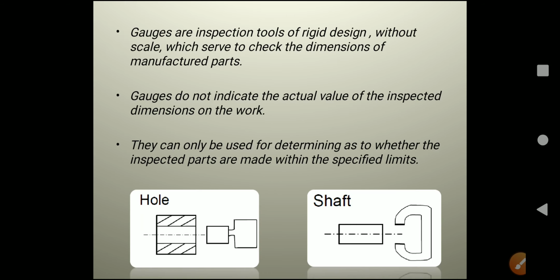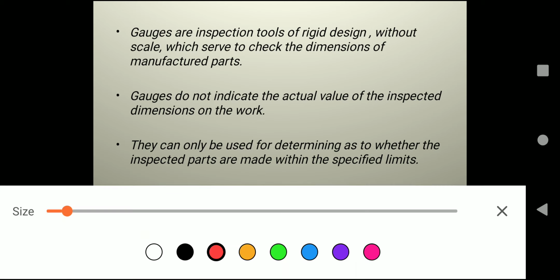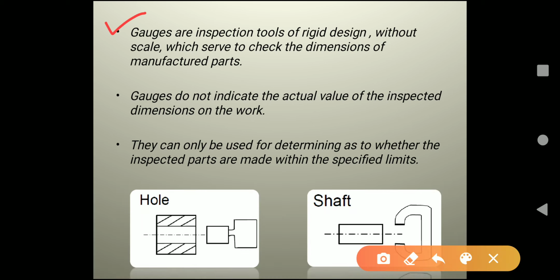Here, gauges are inspection tools of rigid design, without a scale, which serve to check the dimensions of manufactured parts. Here it is clearly seen what this particular statement means. Gauges are only used for inspection purposes, that is, okay or not okay, go or no go. Here you cannot determine the particular magnitude of any part, or you can say component.